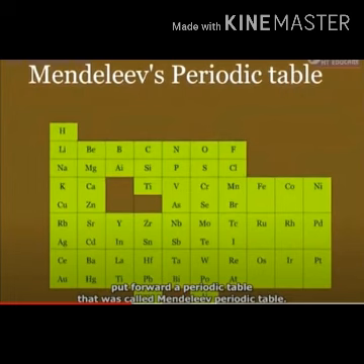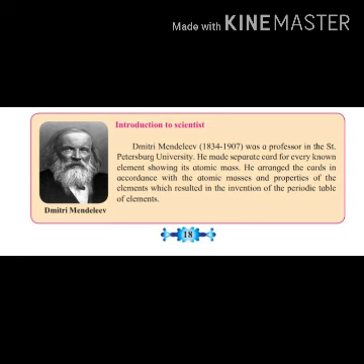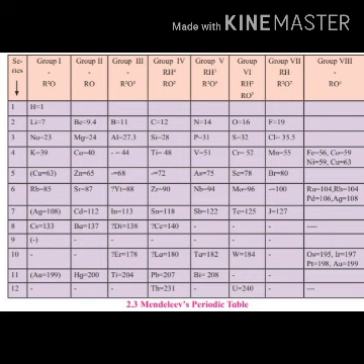Students, let us see more about the scientist Dmitri Mendeleev. Between the years 1834 to 1907, which means 1834 was his birth year and 1907 was his death year, he was a professor in St. Petersburg University. He made a separate card for every known element, showing its atomic mass. He arranged the cards in accordance with atomic masses and properties of the elements, which resulted in the invention of the periodic table of elements.